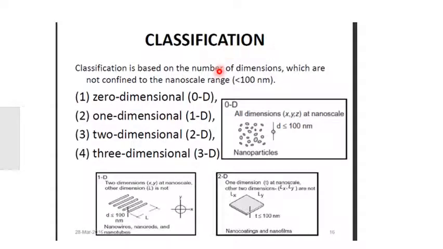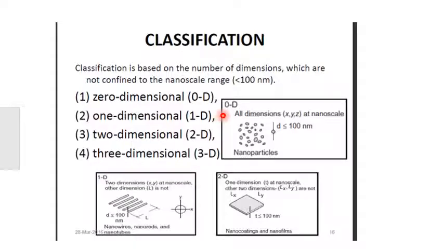Nanomaterials are classified on the number of dimensions which are not confined to the nanoscale range. According to this classification, nanomaterials are four types: zero-dimensional, one-dimensional, two-dimensional, and three-dimensional nanomaterials.